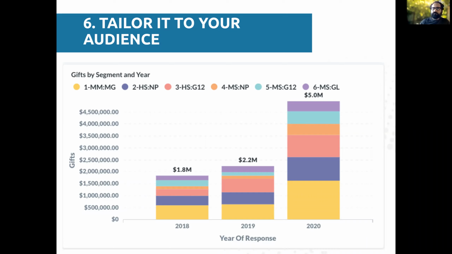Excellent. So then tailoring it to your audience. Jacob, I'm going to ask you to tell me what these are because you built this. This is one that we built for a fundraising client, and they wanted to be able to see these different segments, right? So one is moves management, and what's the MG?